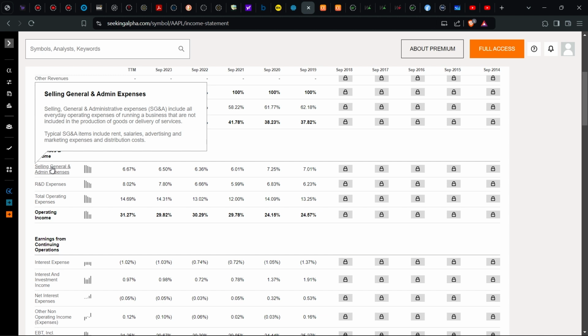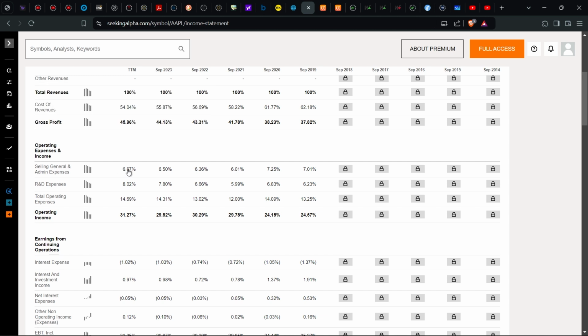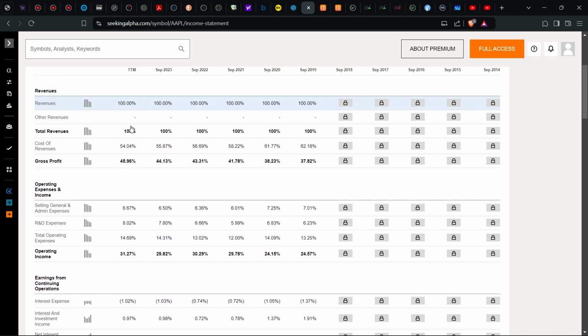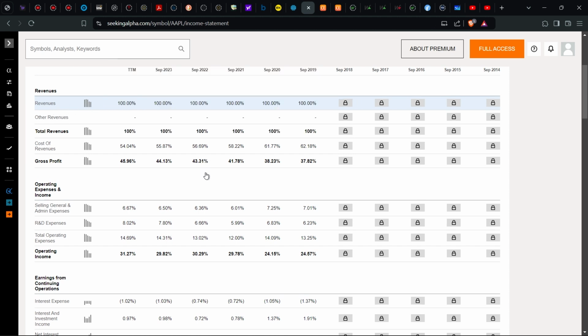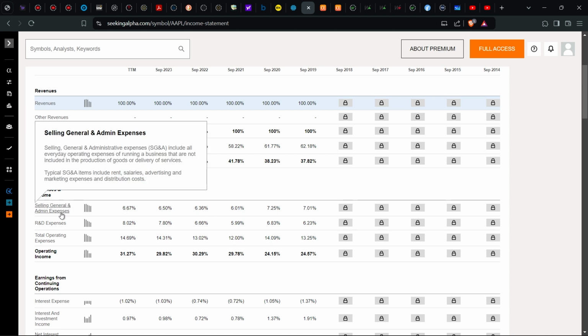This is, like you can see, rent, salaries, and marketing mostly. This number, you also want it to be decreasing over time. It's supposed to be getting smaller and smaller as the revenues increase. Remember, we already established that the revenues have been increasing over time. So this number needs to be getting smaller and smaller over time. Smaller, why? Because this is an expense. Okay, you are supposed to have a scalable business.